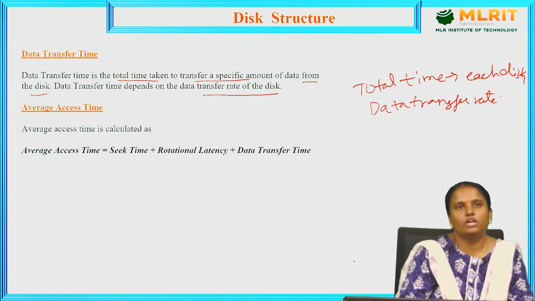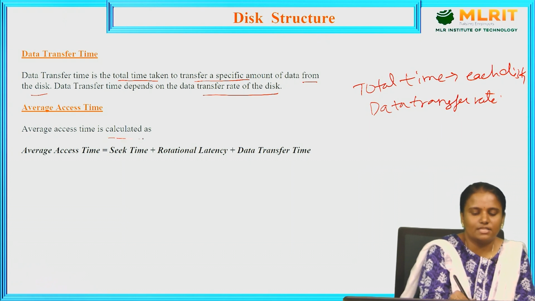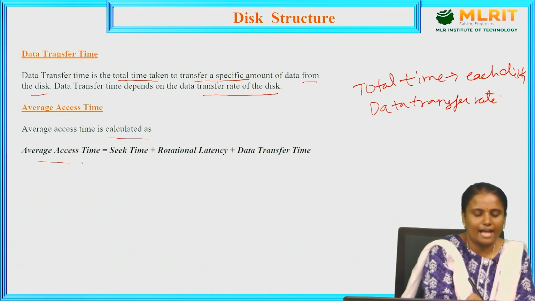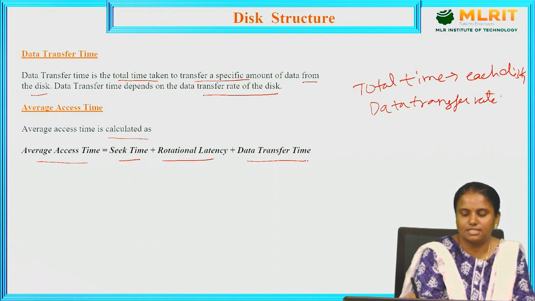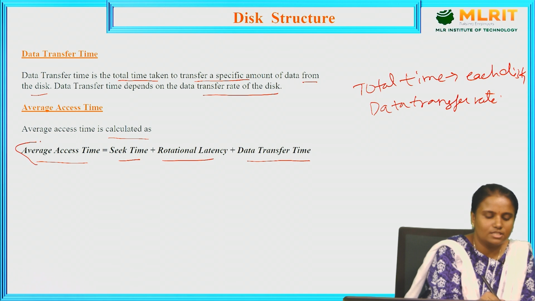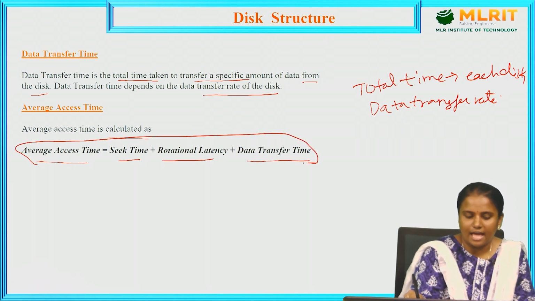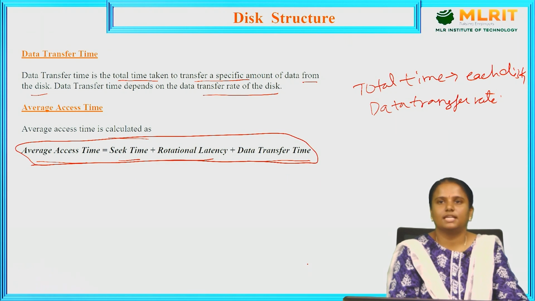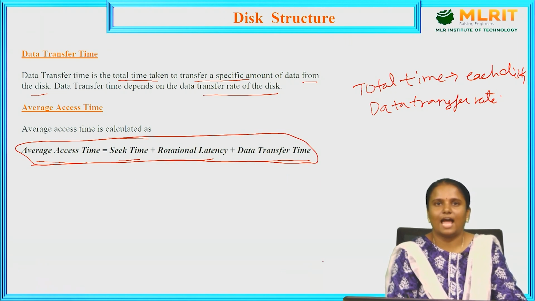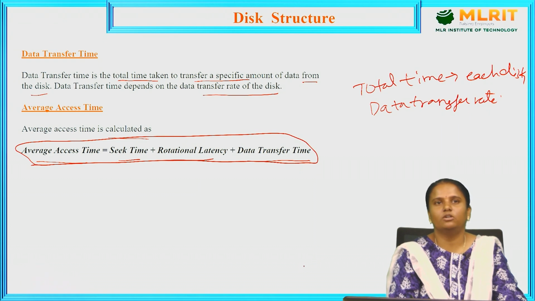Next, how are we going to calculate the average access time? Average access time equals seek time plus rotational latency plus data transfer time. This is how we calculate the average access time.